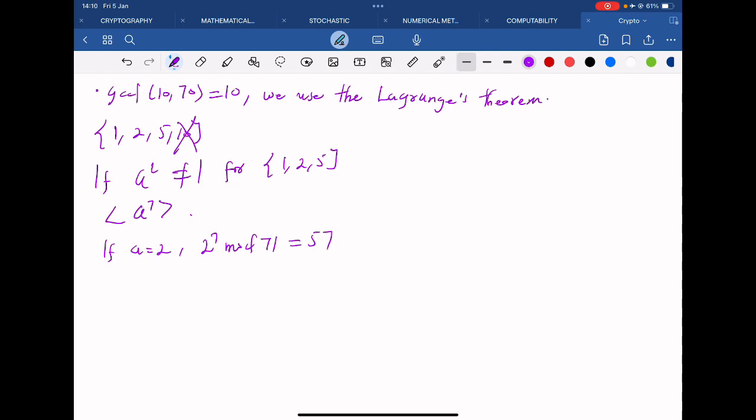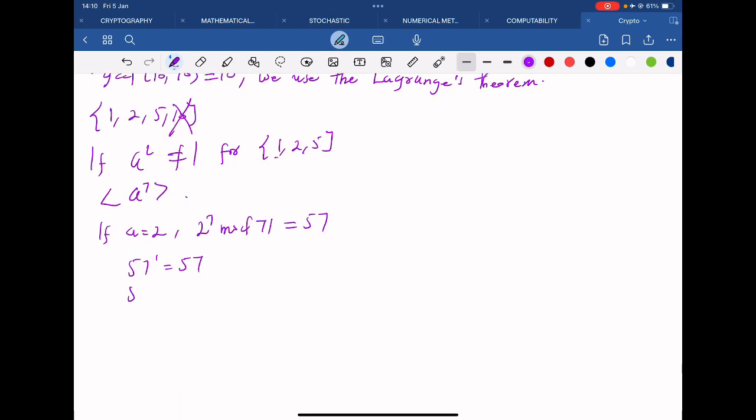Now, since we've gotten 57, we have to check, does it satisfy the Lagrange theorem? That is, if you have 57 exponent 1, this is indeed not equal to 1. Okay, let's move on. 57 exponent 2 in modulo 71 is 54. That is also not 1.